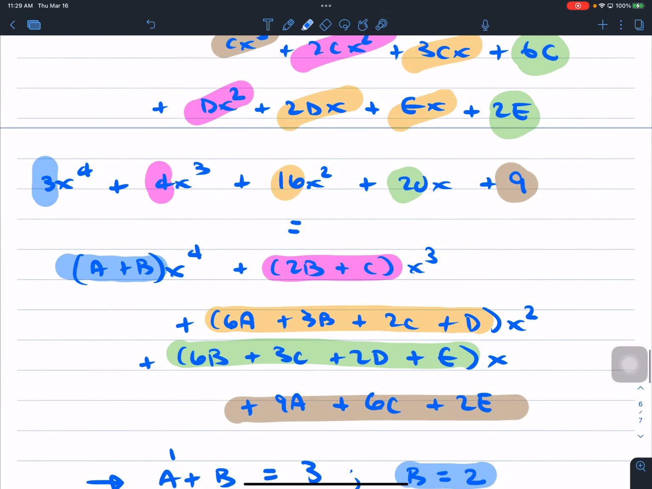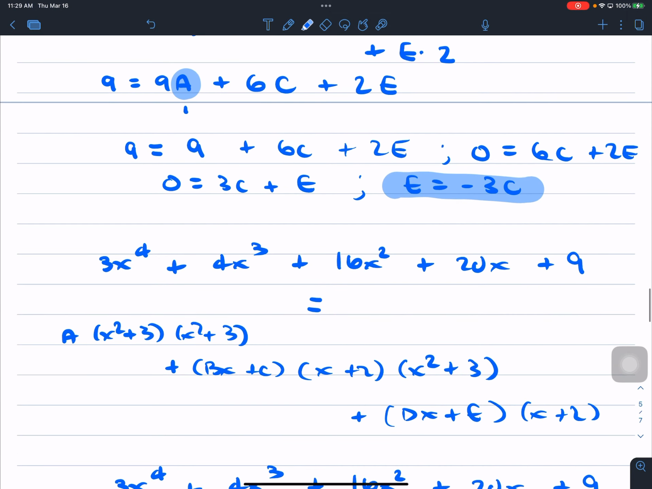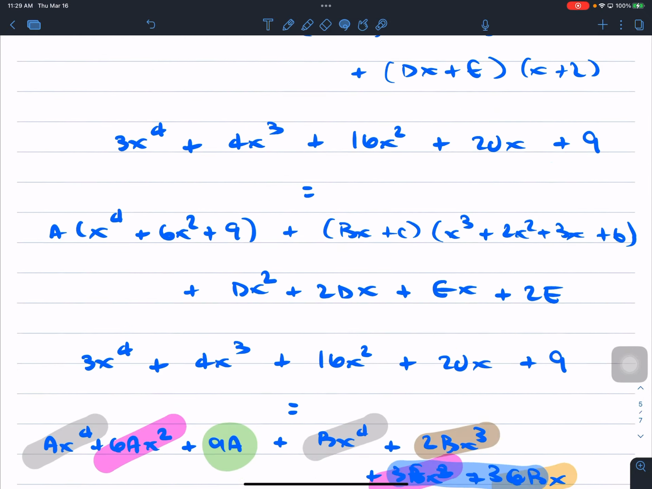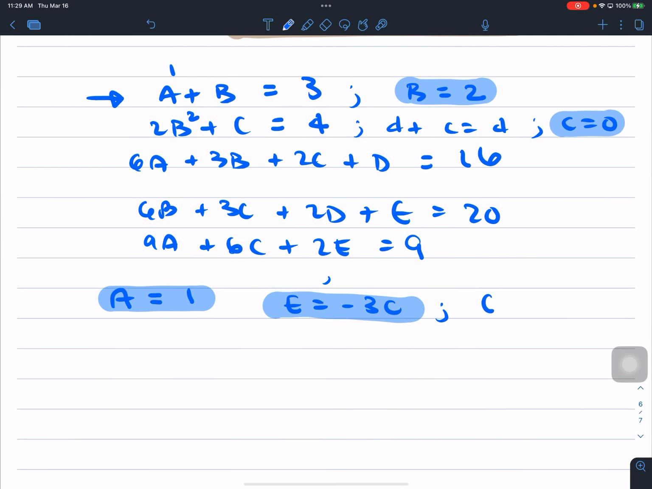Okay, but what else? I thought I saw a C somewhere here. What is this? What is E? E was minus 3C, wasn't it? So since E is minus 3C, what does that mean about my E if I substitute? Isn't E also 0? So we got A, we got B, we got C, we got E. We just don't know what D is.